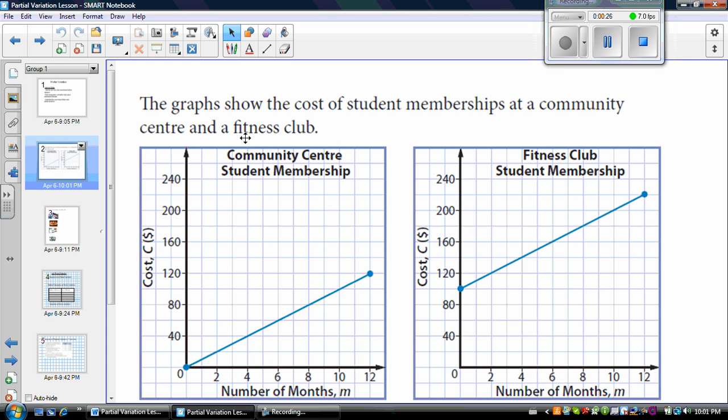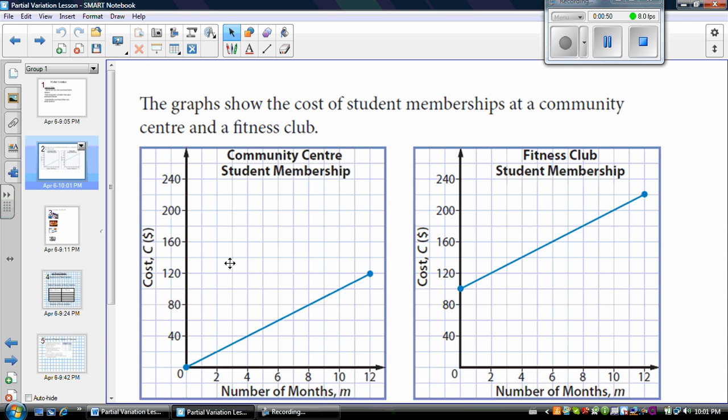So first we're going to start off with an example here. Now by this point you should know what a direct variation is, as that was the previous lesson. So on the first graph here, we have an example of a direct variation. On the second graph, we have an example of a partial variation. It says the graphs show the cost of student memberships at a community center and a fitness club.